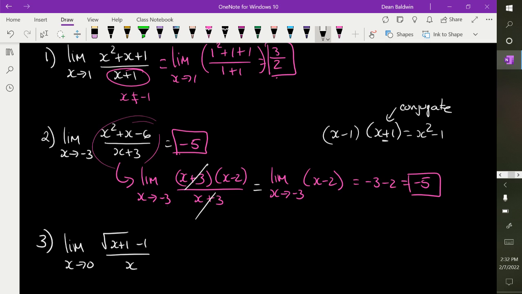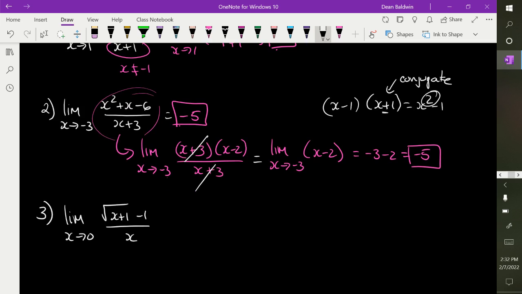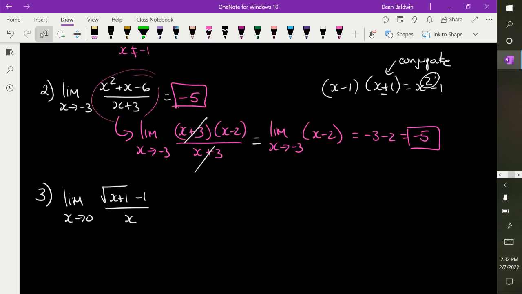Okay? That helps us with radicals because as soon as you square something, the square root will go away. So I look at this function, I go, all right, I'm going to multiply by the conjugate in the numerator. So that's going to be root x plus 1 plus 1. And instead of having a minus 1 here, I change it to plus 1. But what you do to the bottom, you must do to the top. Or what you do to the top, you must do to the bottom, because really we're multiplying by 1. So it's root x plus 1 plus 1.